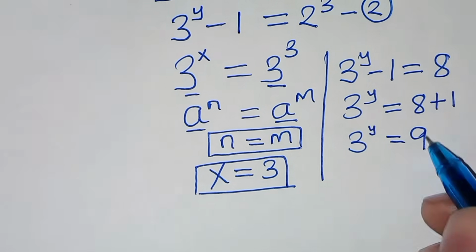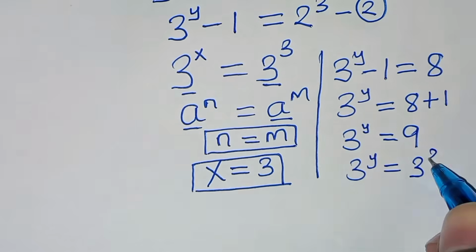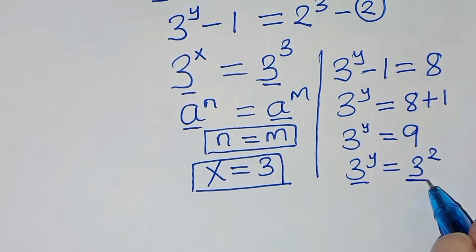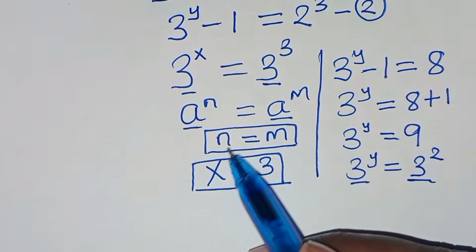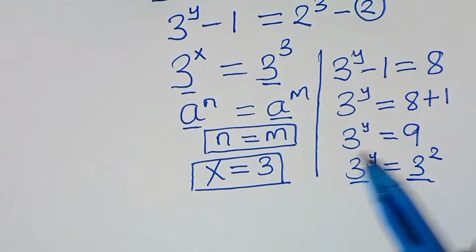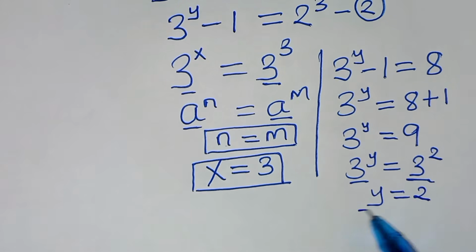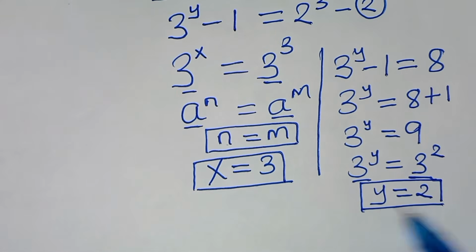So we can express 9 as 3 to power 2. And this implies that since the bases are common here, applying this property, a to power n is equal to a to power m, then the exponent n is equal to m. So this implies that y is equal to 2. So we have x equal to 3 and y equal to 2.